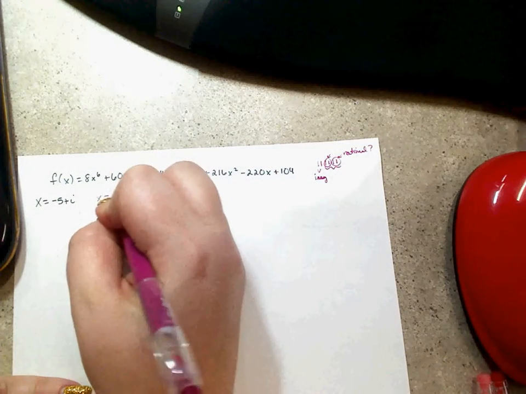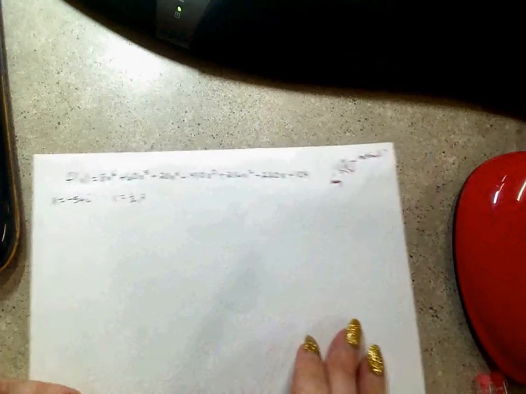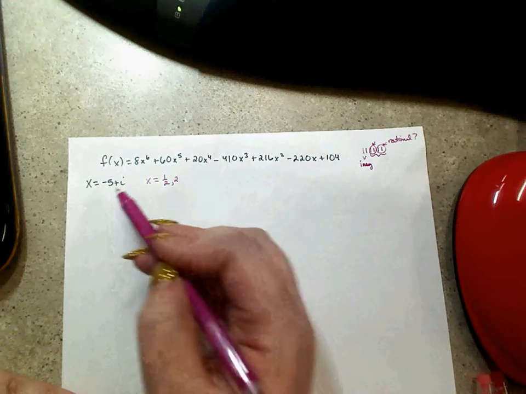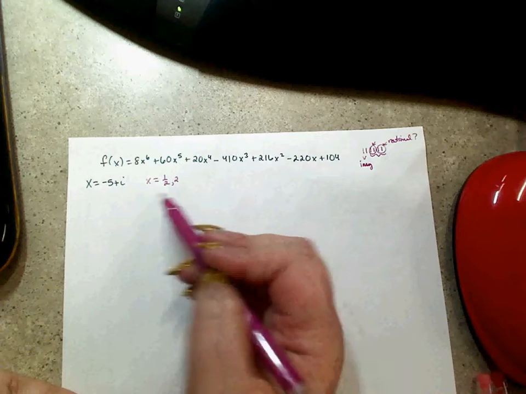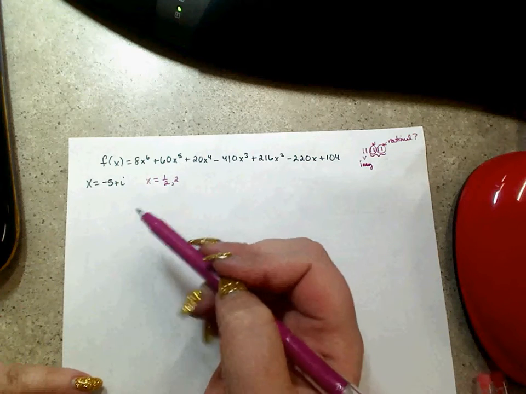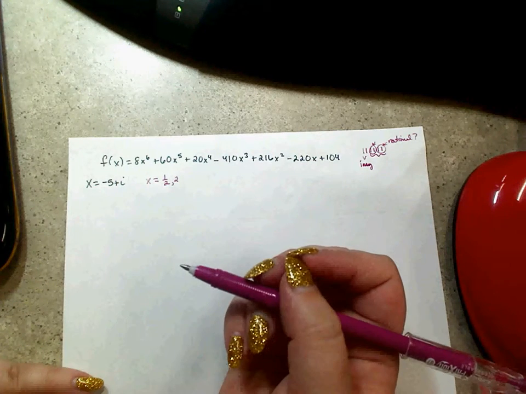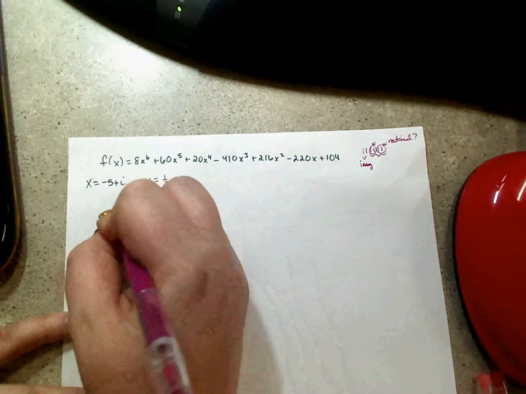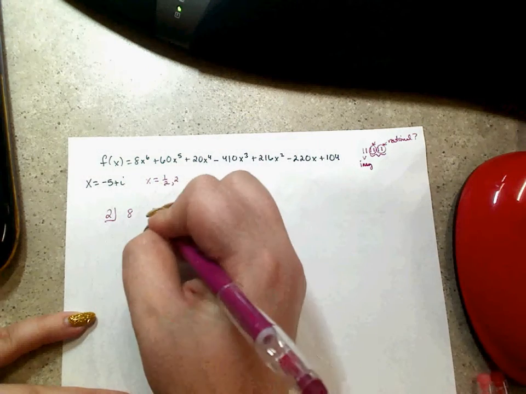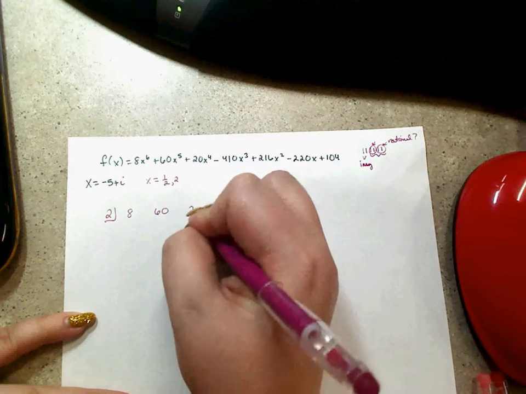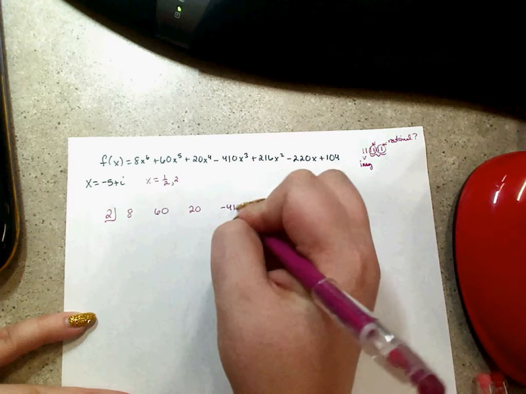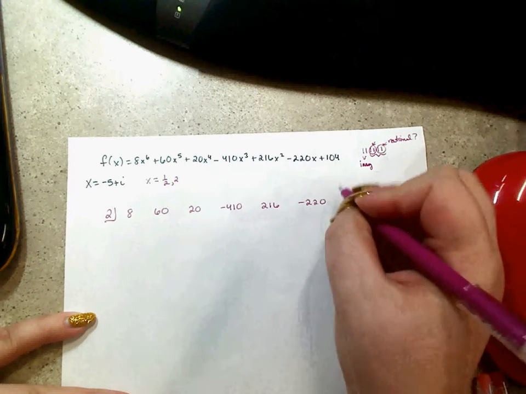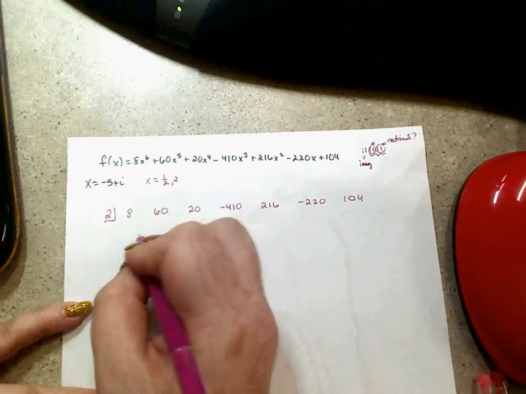At this point, you could go ahead and divide this one out first, but it might be easier to just do the rational one so you have a lot less to multiply. As far as which one you do first, it's completely up to you. I think I'm going to do the 2 first. So I've got 8, 60, 20, negative 410, 216, negative 220, and 104. All right, here we go.